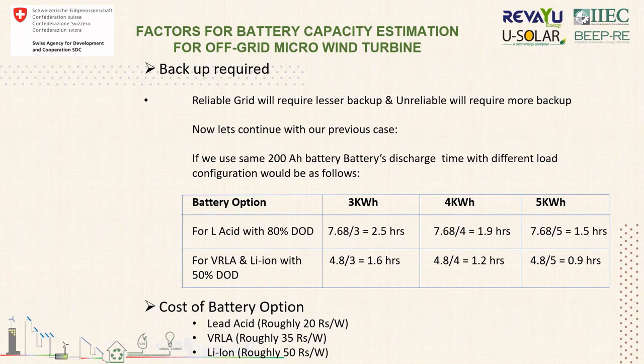So, factors for battery capacity estimation. A reliable grid will require lesser backup, and an unreliable grid will require more backup. That's the second criterion for choosing any battery. Remote locations, actual backup is required. In rural locations, actual backup is required.